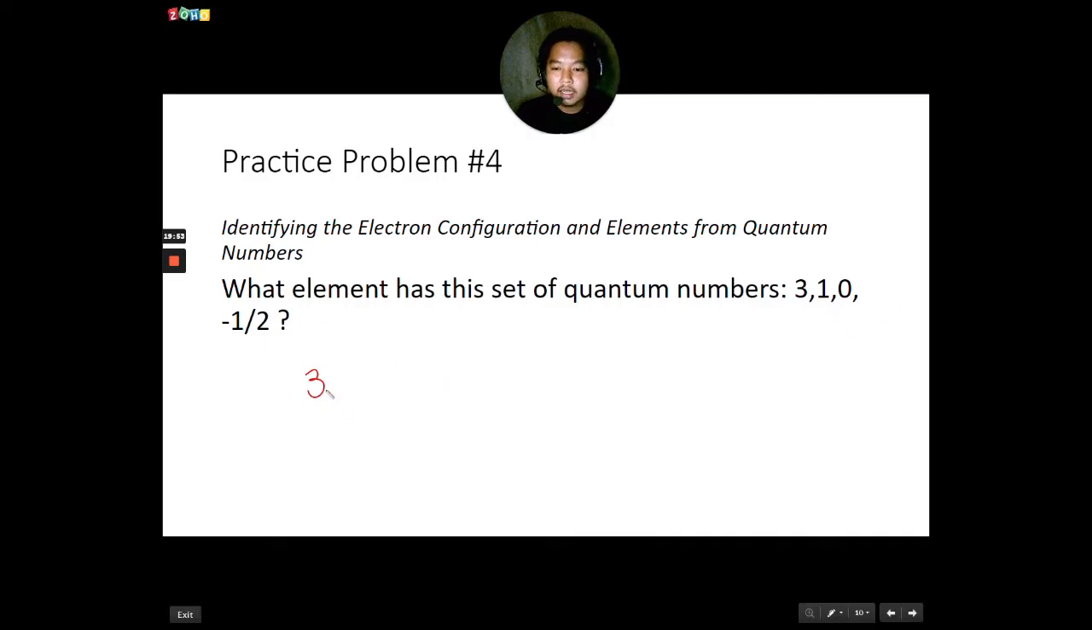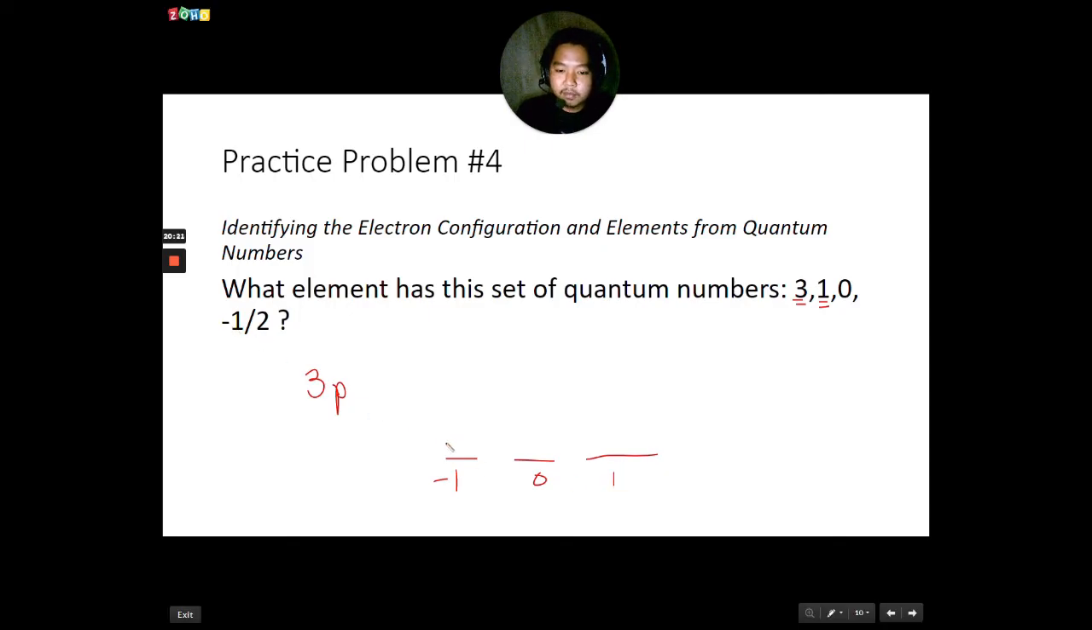So, let's check. 3, that's the energy level. 1, so that's still P. S is 0, P is 1, D is 2, F is 3. The 3 is the coefficient before the letter, the sub-level. 0, so it landed on the 0 orbital. Again, the 3 orientations. If you don't know where this comes from, check the original video on quantum numbers.